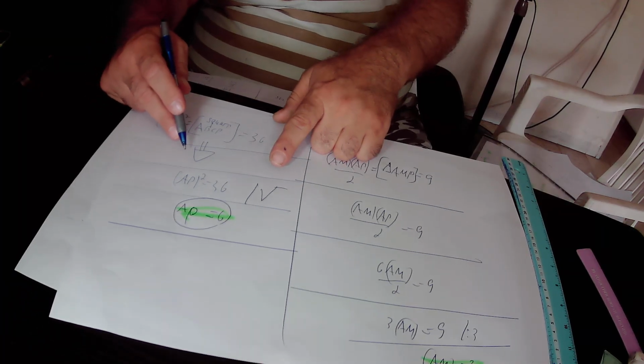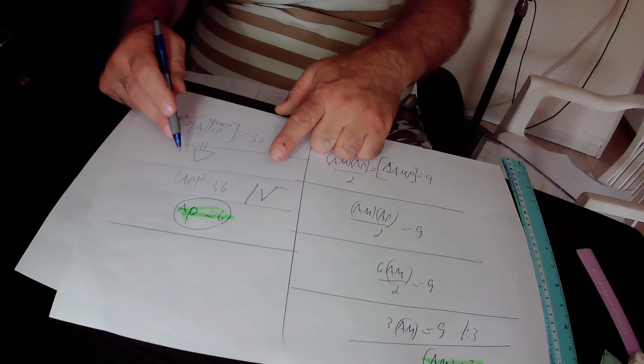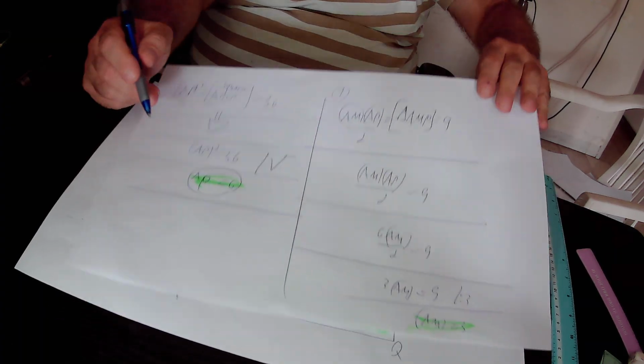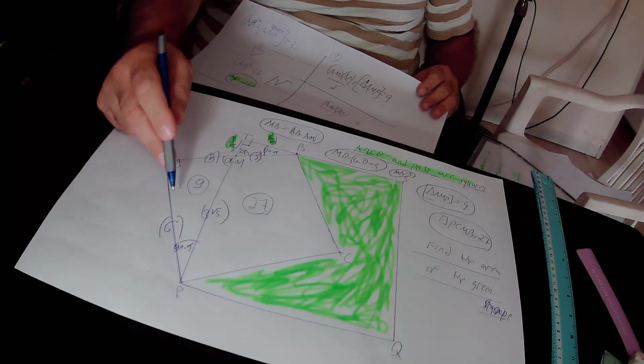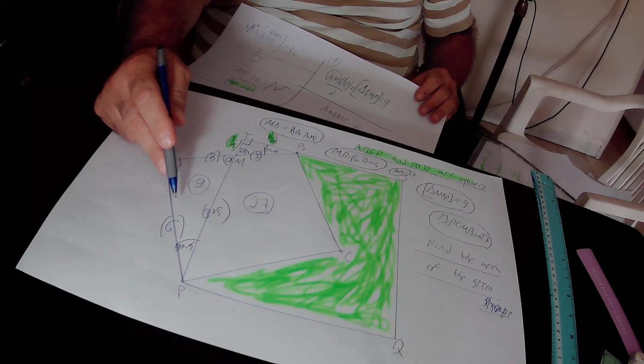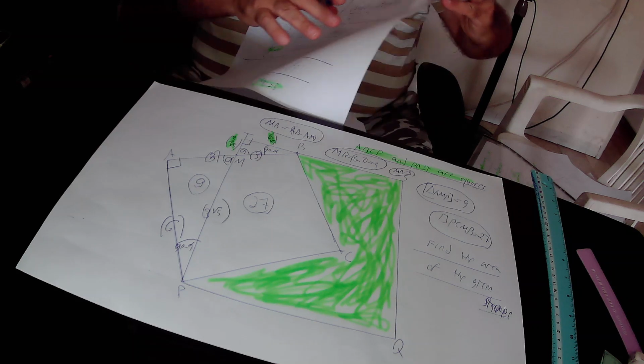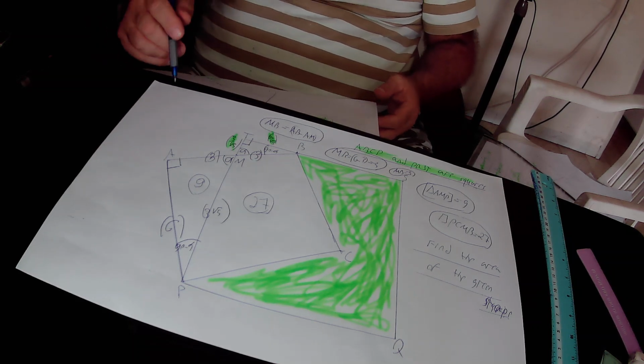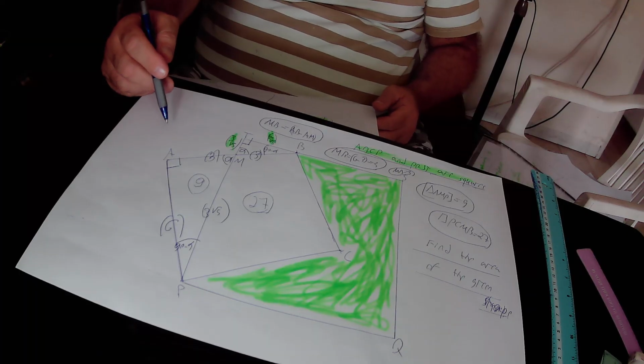Here we took the square root of the equation and found that the missing side AP equals the square root of 36, that is 6. So this side AP equals 6 units in length.